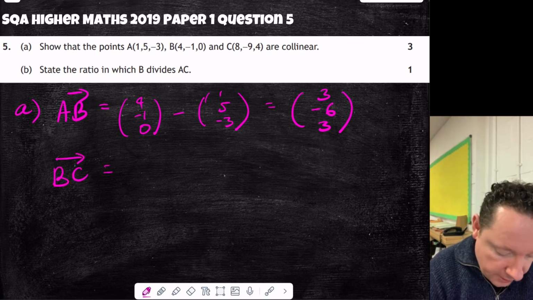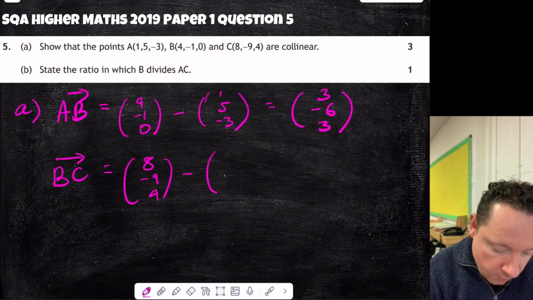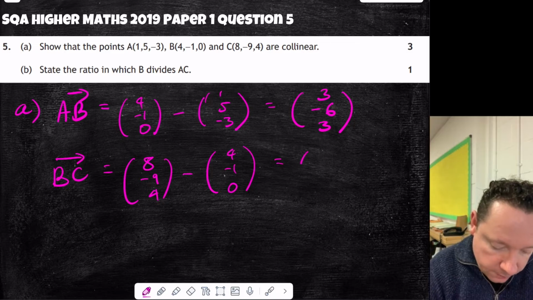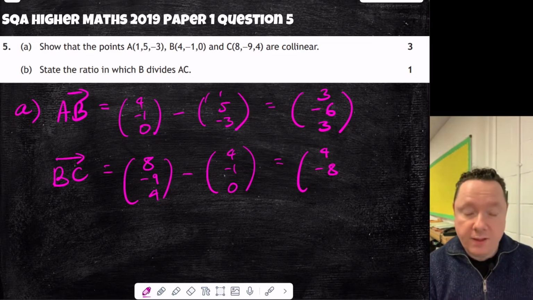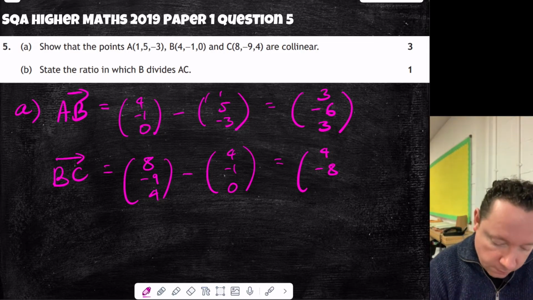That's C minus B. So that is 8, minus 9 and 4, take away 4, minus 1 and 0. So 8 minus 4 is 4. Minus 9 minus minus 1, well, that's plus 1, so that's minus 8. And then the last one, 4 minus 0 is 4.